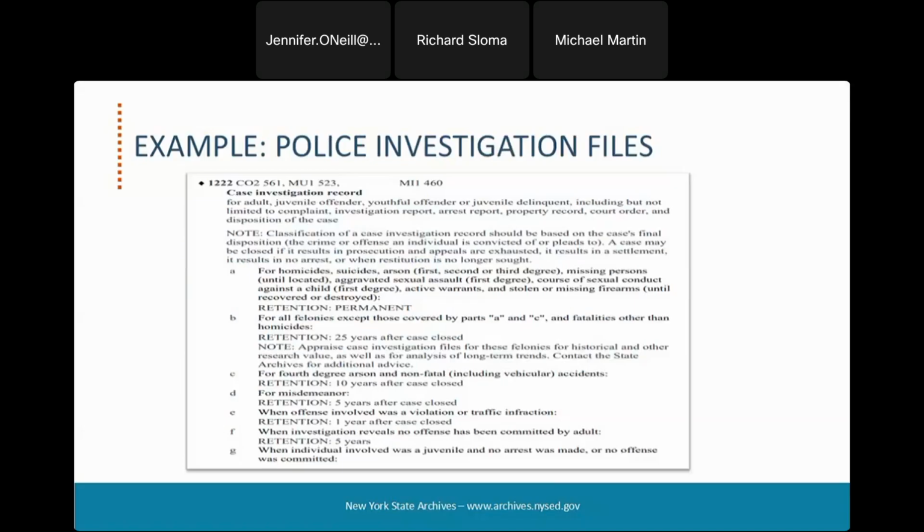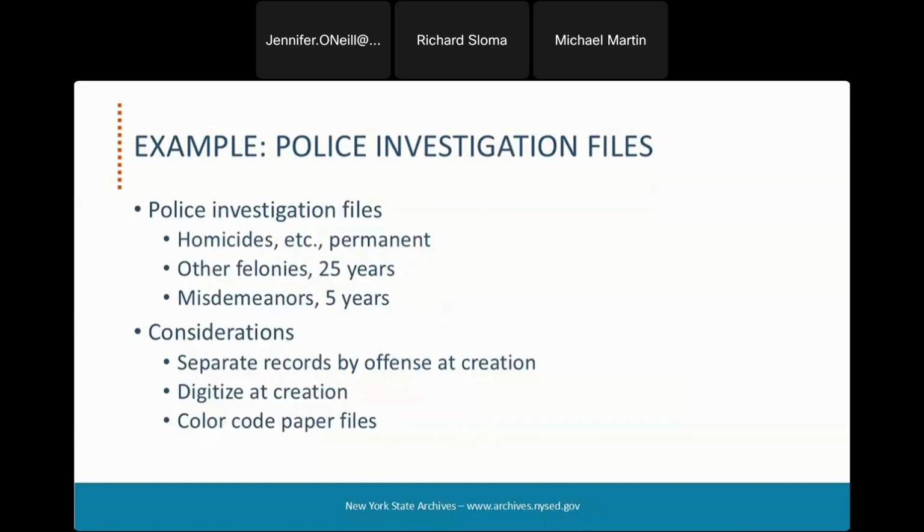So now we're talking about police investigation files. This example above includes an excerpt from the LGS-1 indicating the retention periods for investigation files. These are based on the type of case. So, for example, we're talking about things like homicide, suicide, missing persons, the really important cases, those retentions are permanent. There are other felonies that have a retention period of 25 years, while misdemeanors are only 5.